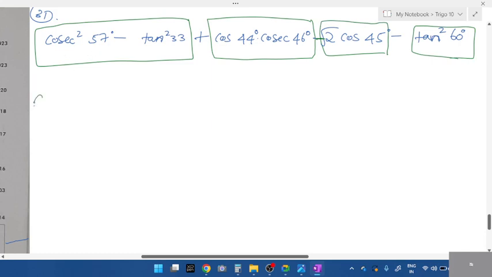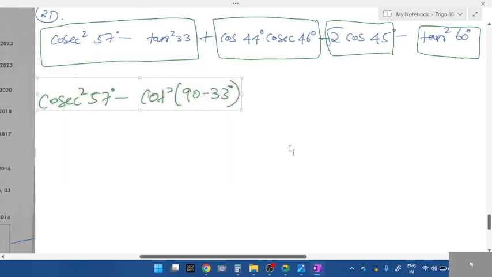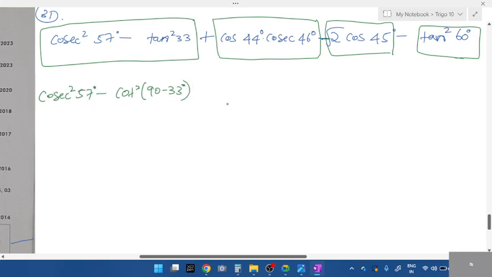First, cosec square 57 is given. Let me keep it as it is, 57 degrees minus tan square 33. What is tan square if you convert? What's the complementary for tan, students? Cos square 90 minus 33. Is the first step clear? All of you understood? Okay, I'll keep plus as it is. See, keep cos 44 as it is. For cos 44, what is cosec, students? Tell me cosec. Sec. 90 minus, what is the angle given? 46, right? Is it clear? 90 degree minus 46.